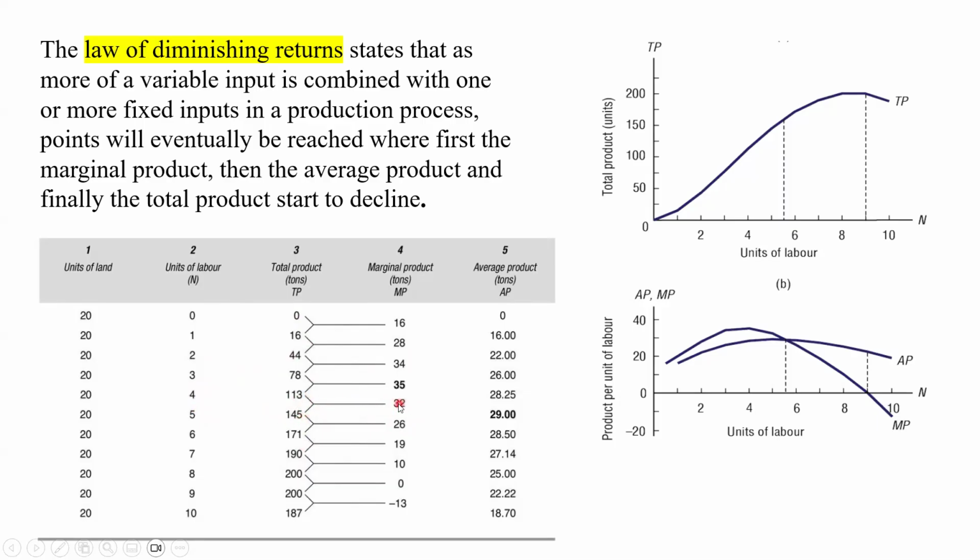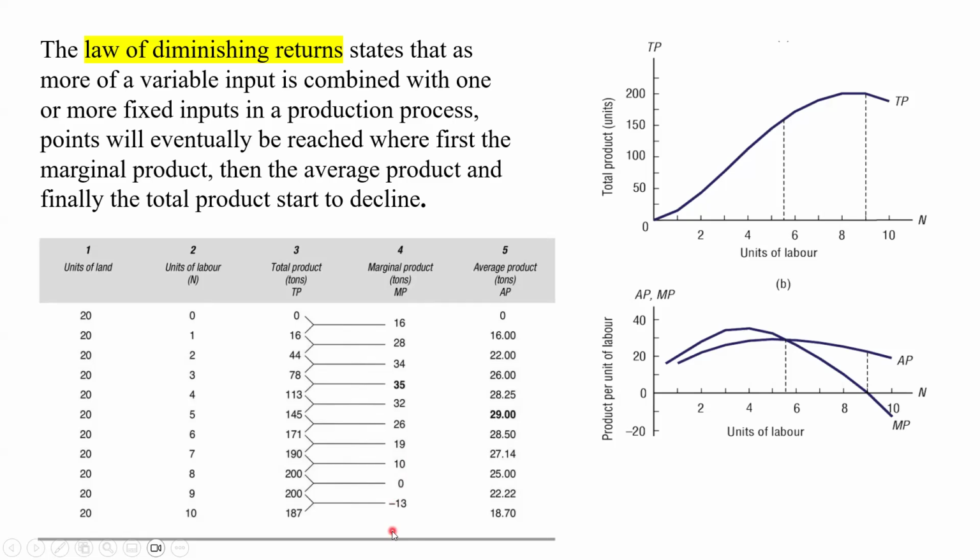But the marginal product, which is the extra units being brought in by this person that we've employed, is actually decreasing. You can see from 32, 26, 19, 10 until it reaches 0 and then starts to be negative. Your marginal product then starts to be what? To be negative.